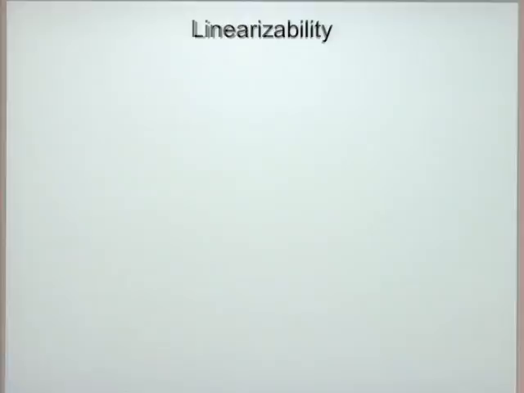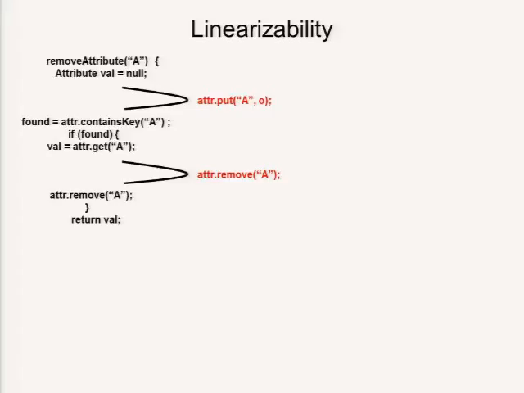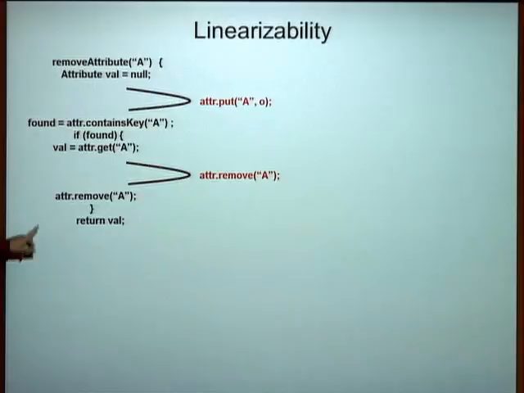By atomicity in this work, I mean linearizability. And by linearizability, I mean that given a concurrent execution, as the one that you can see here, we say that this execution is linearizable if there exists a sequential execution built from these operations, the removeAttribute, put, and remove, such that the result of each operation in this concurrent execution is equivalent to its corresponding operation in the sequential execution. And if I'm looking at this concurrent execution, then as we said before, removeAttribute returns O.